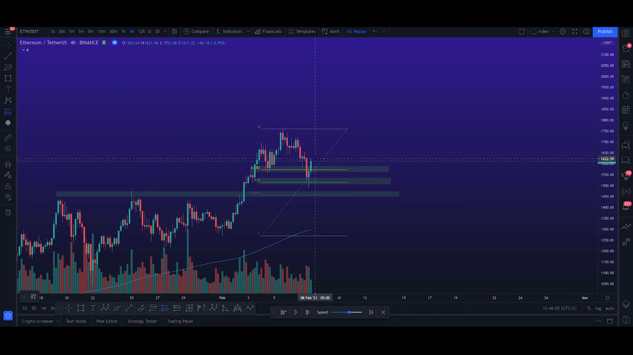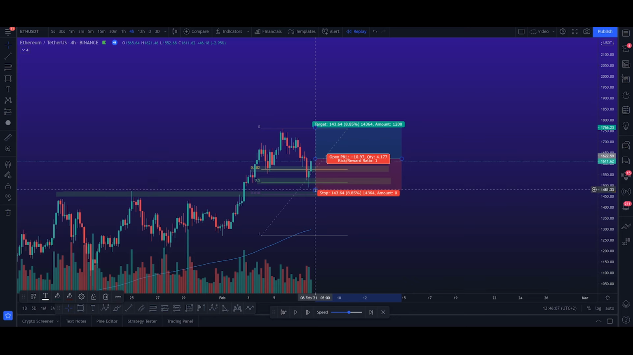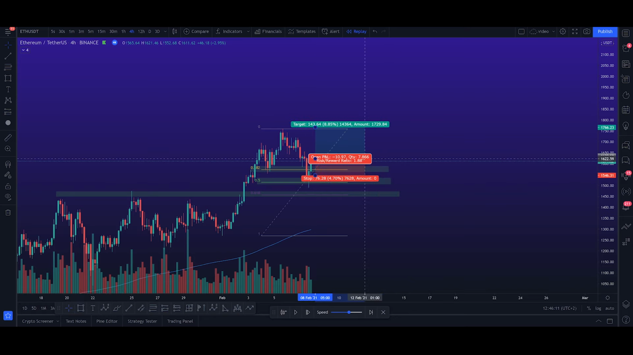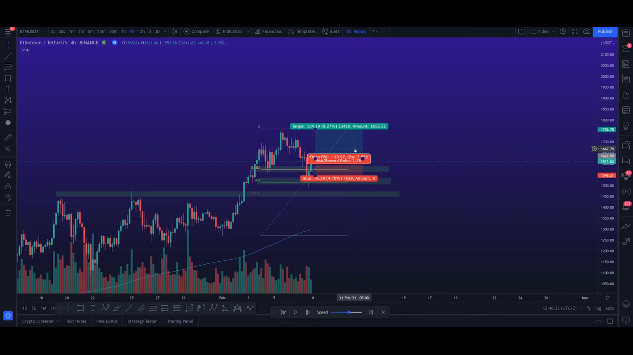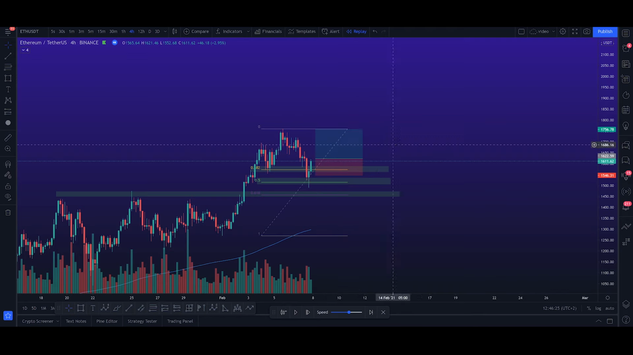So I can wait for a close right here. I usually like to wait for closes. I don't always enter directly. So now I can project something like this with a take profit on the 0 level with a good risk reward ratio. 1.76 is not that shabby. And now let's see what happens.